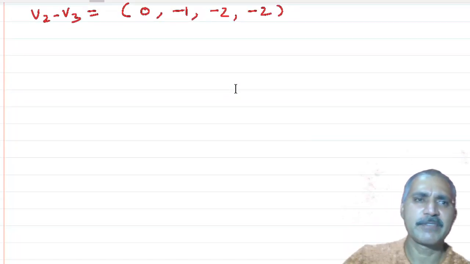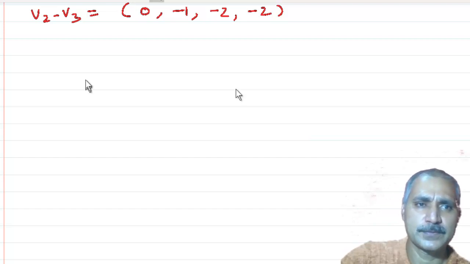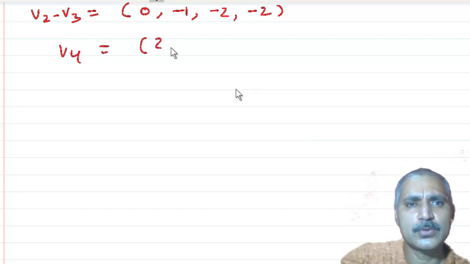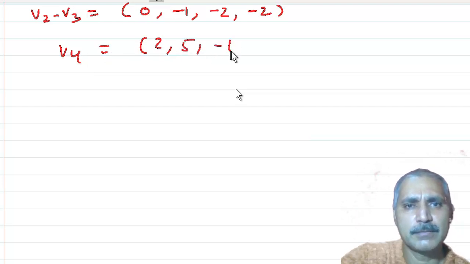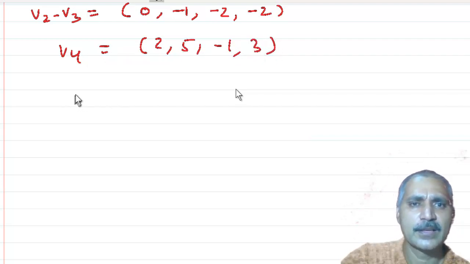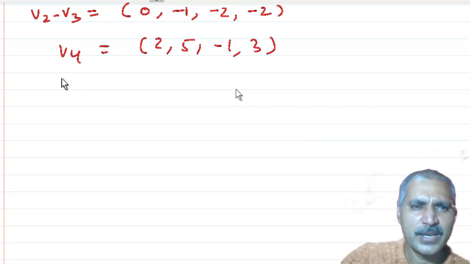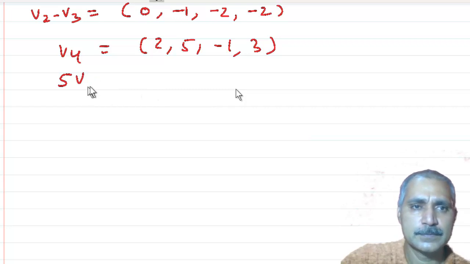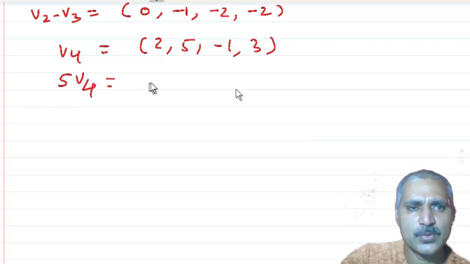Suppose we have been given a vector v4, that is equal to 2, 5, minus 1 and 3. Suppose we have to find out 5v4. So what is going to be that?